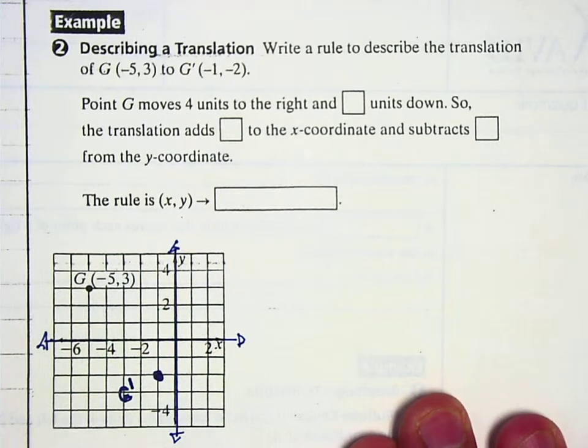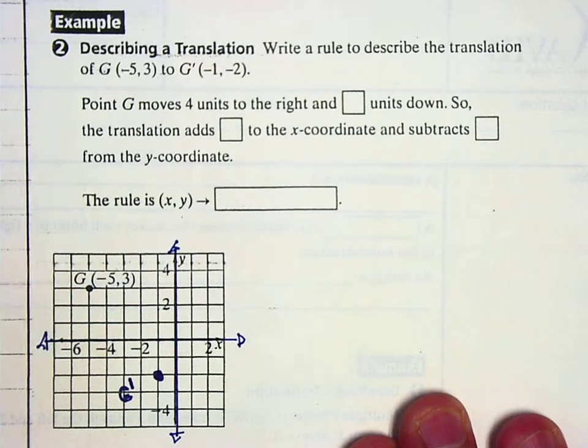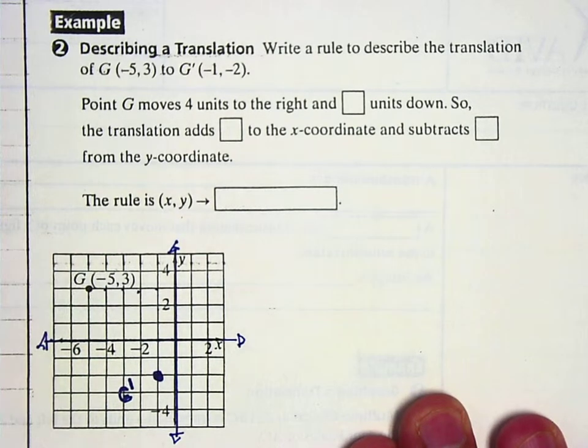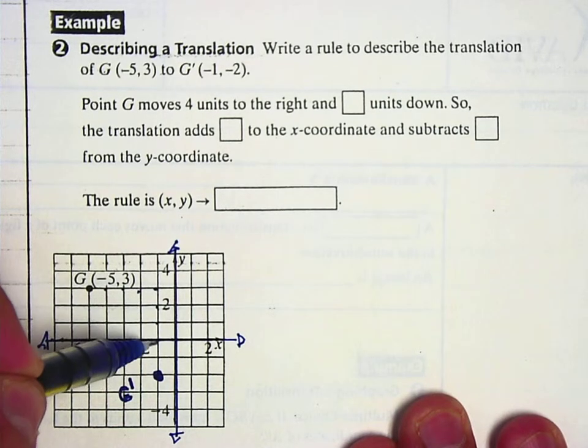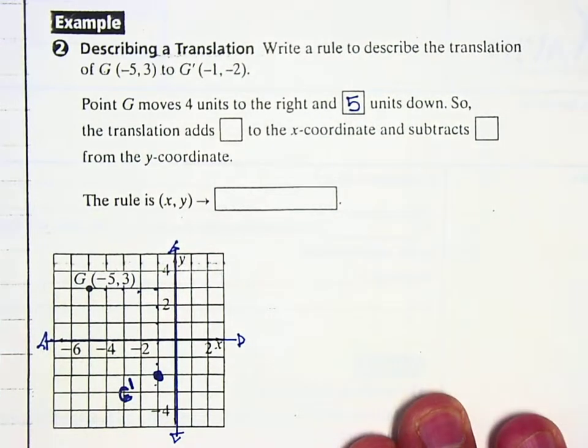All right, so now point G, which is the original point, moves 4 units to the right. 1, 2, 3, 4. Okay, we got that. And blank units down. Well, then now we have to move 1, 2, 3, 4, 5. So we move 5 units down. Next, it asks us about what it's adding. So let's go ahead and look at what's happening.